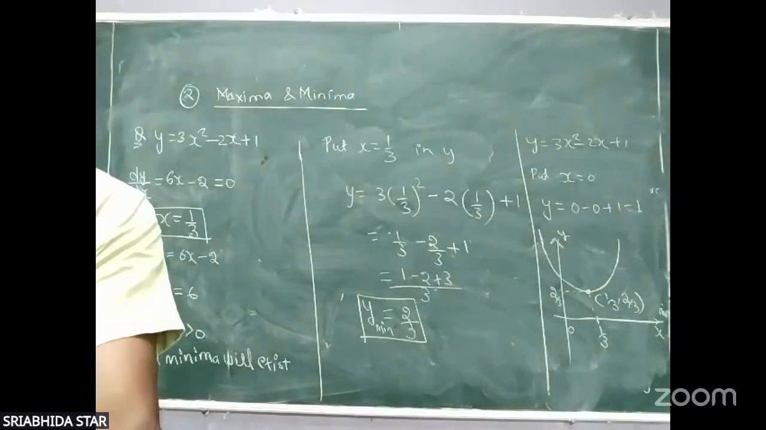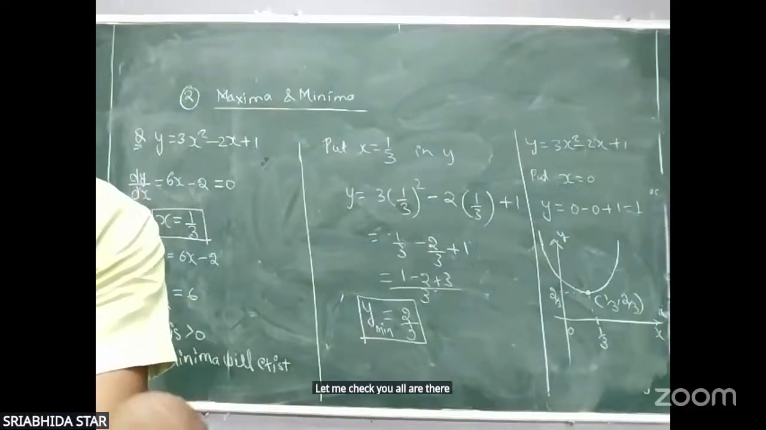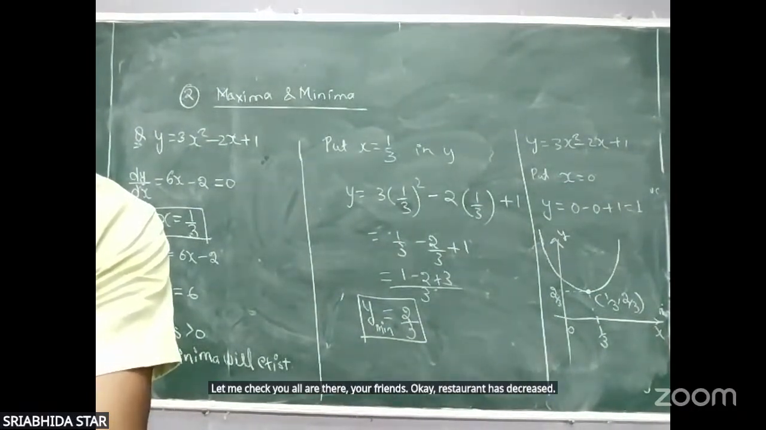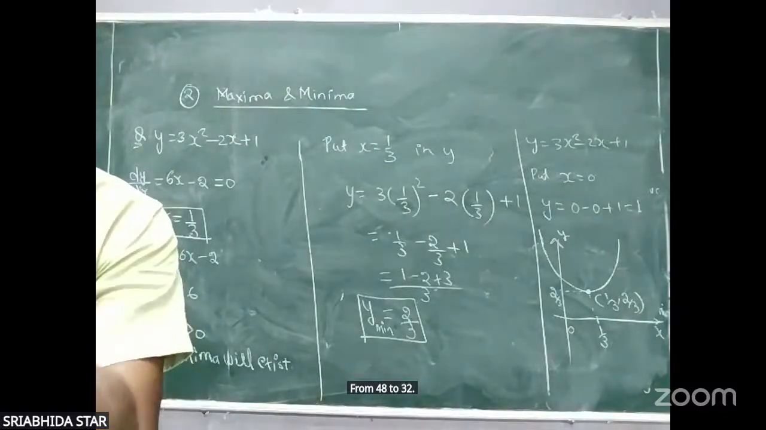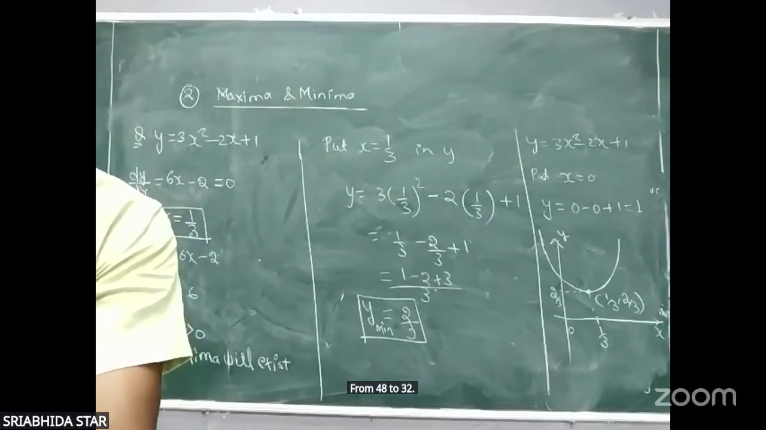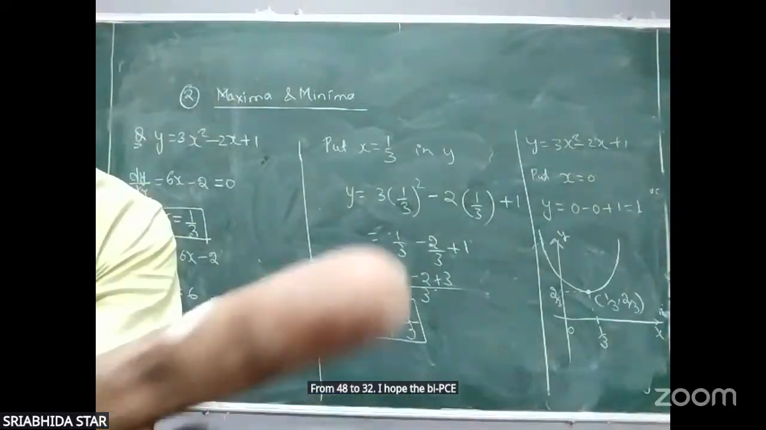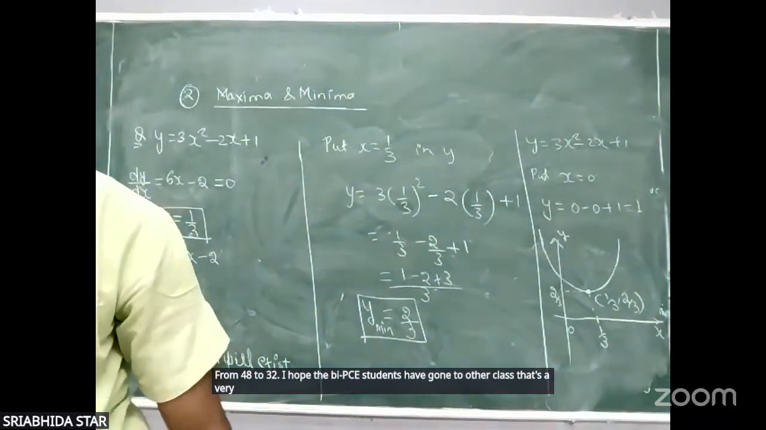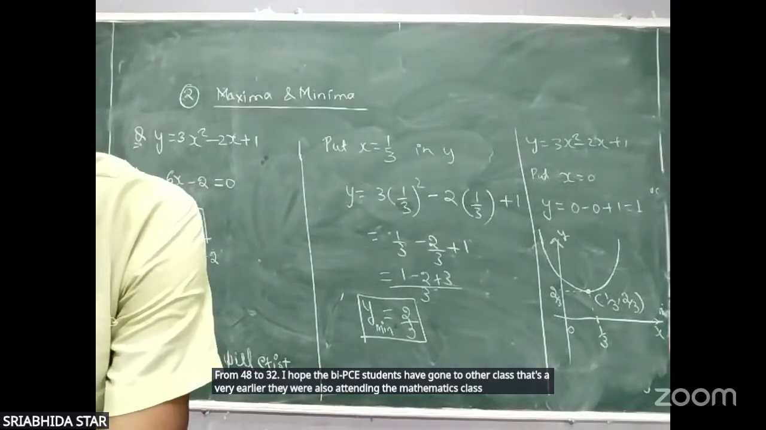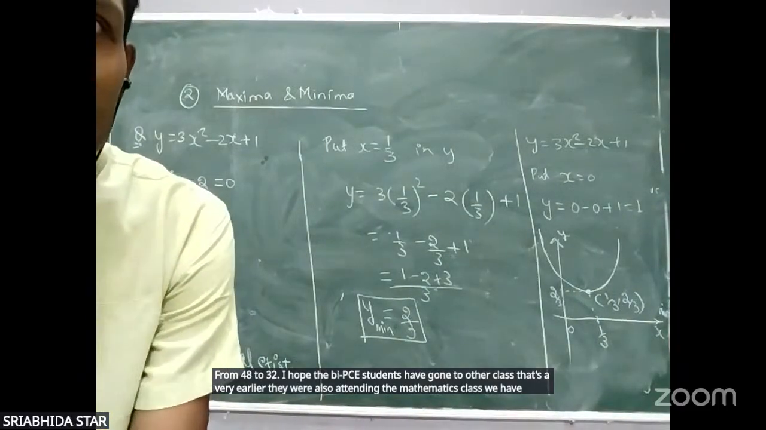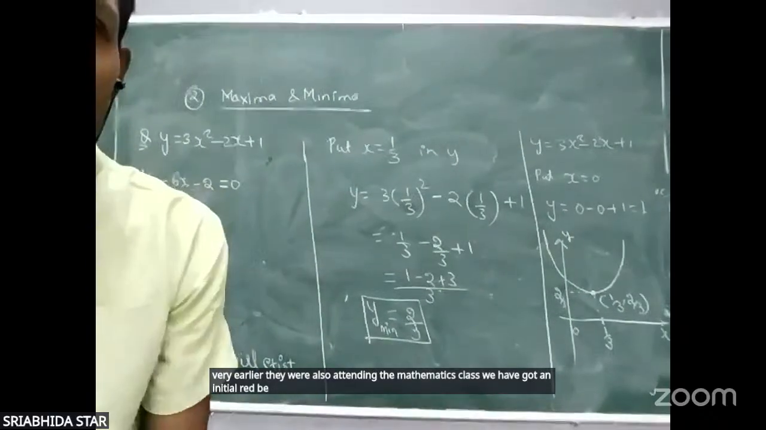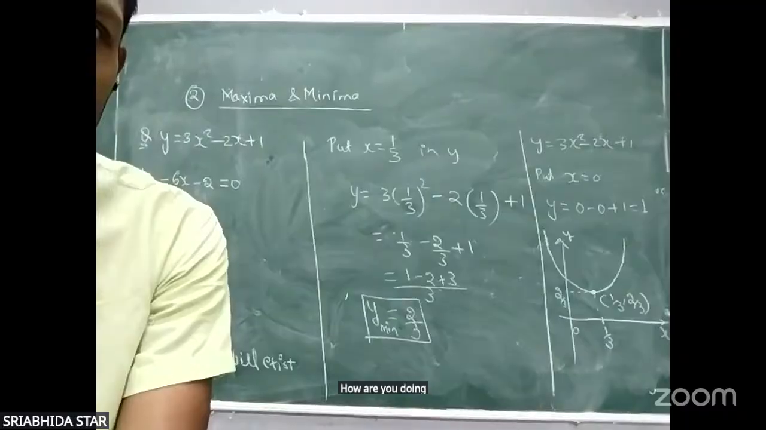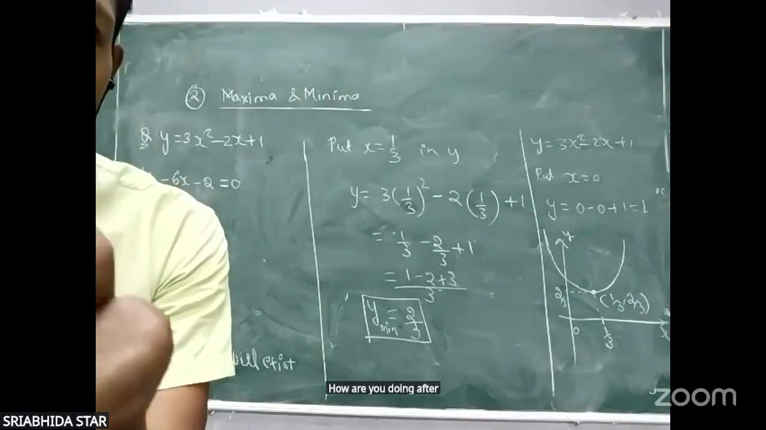Let me check who all are there, your friends. Okay, the strength has decreased from 48 to 32. I hope the BPC students have gone to other class. That's the very reason. Earlier, they were also attending the mathematics class. So we have got Hanish Reddy, Adrik. Adrik, we never heard from you. How are you doing, Adrik? Adrika. Adrika is okay. She is Adrika.